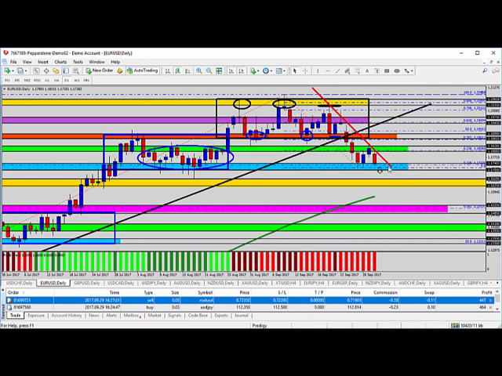1705, 1740. As long as it's above it, it could find support and make another rally, but breaking through that blue zone, we'll look for further effort lower for the euro dollar.